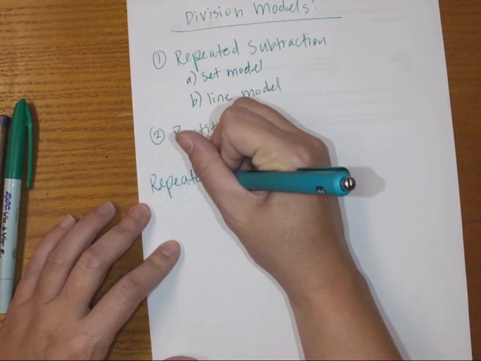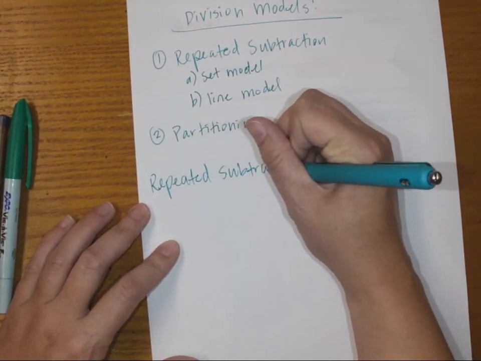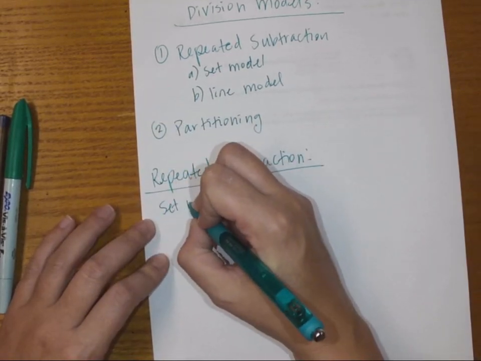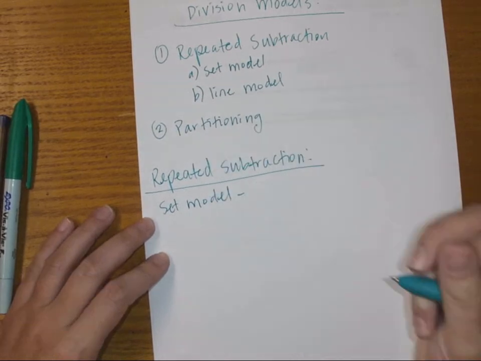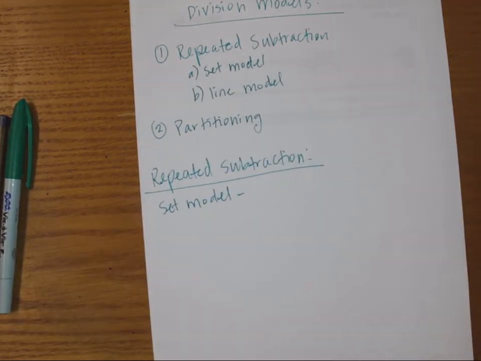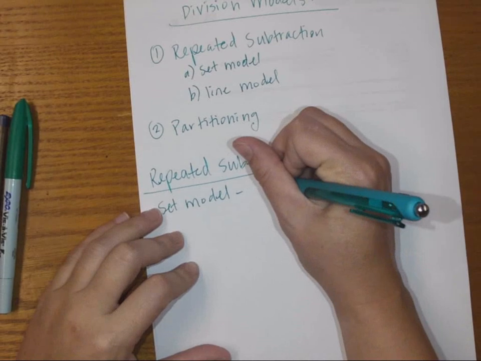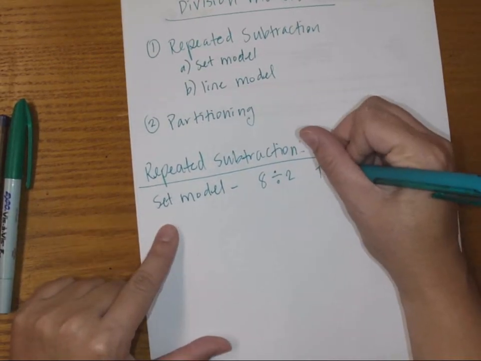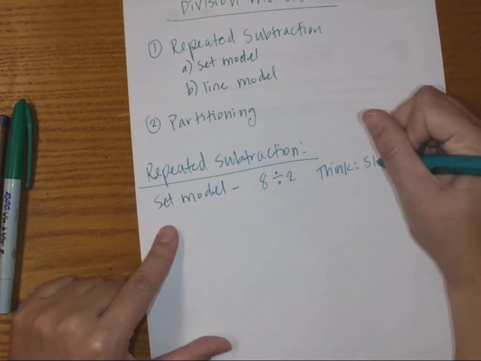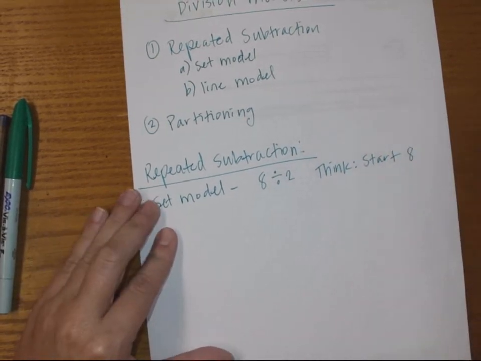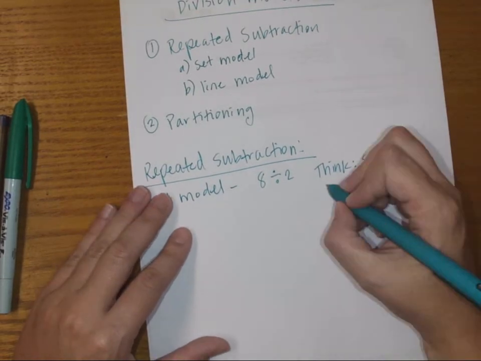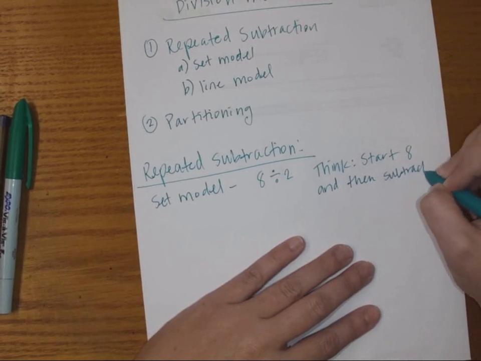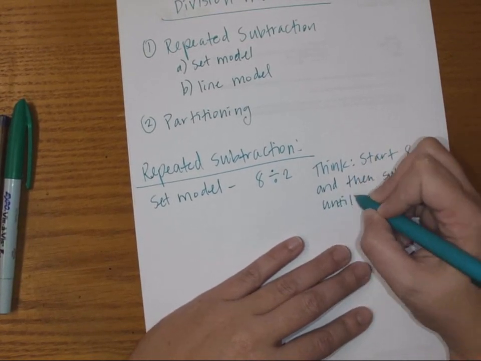And within the repeated subtraction, we can think about it in two different ways, a set model or a line model. So let's start off with the set model. For the set model, let's begin with the problem, 8 divided by 2. The thought process is, I'm going to start with 8 things in a set. So start with 8, and then subtract 2. We're going to subtract 2 until you get to 0.